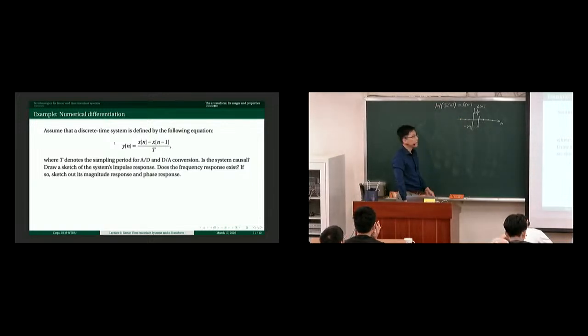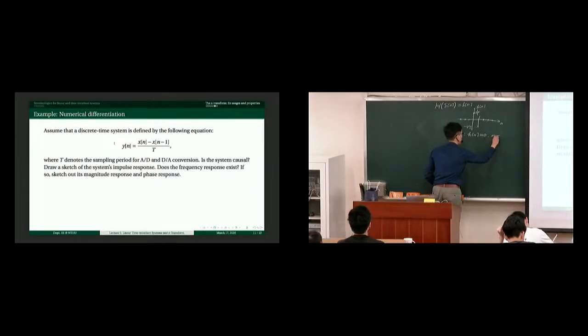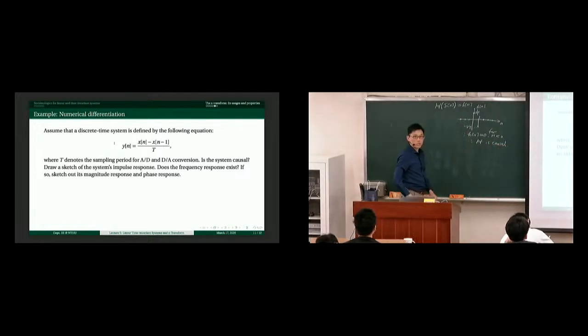So the system is causal in what sense? It is causal in that its impulse response is all 0 before time 0. Because h of n is all 0 before time 0, this system h is causal. So that's a rather easy thing to check.